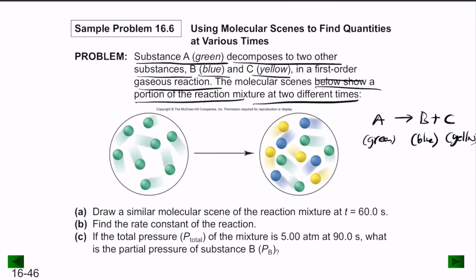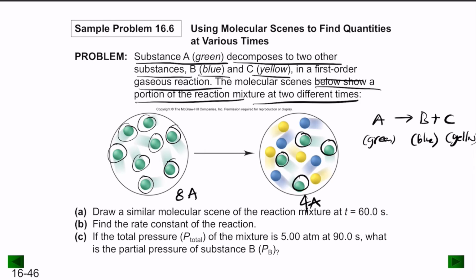So what is the molecular scene showing here? Initially, how many were here? 1, 2, 3, 4, 5, 6, 7, 8. So there are 8 A's. At the end of the reaction period, there were only 4 A's. They're asking you to draw a similar molecular scene of the reaction at t equal to 60 seconds. So for us to know what has happened, notice that 8 A's have become 4 A's, which means half its concentration. So the time taken is T half. So this is a half-life period.